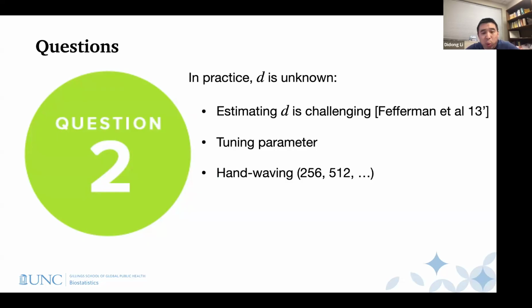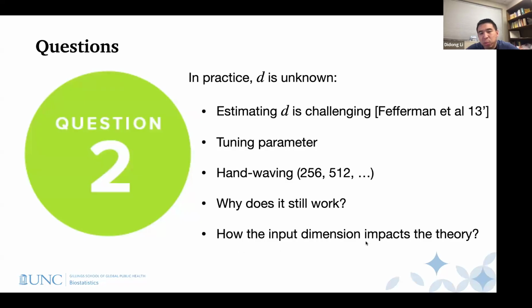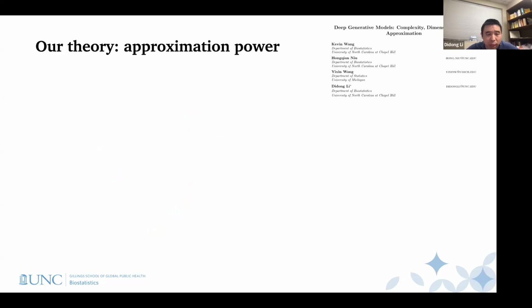And the question is, why does it still work, even if you make a hand-waving choice of the dimension? Because almost surely the dimension you chose might be wrong, right? It can be lower, it can be higher than the ground truth. A more general question is, how does this input dimension affect the theory or the asymptotic behavior of this generative model? So to answer the question, we developed some recent theory just designed for this case.